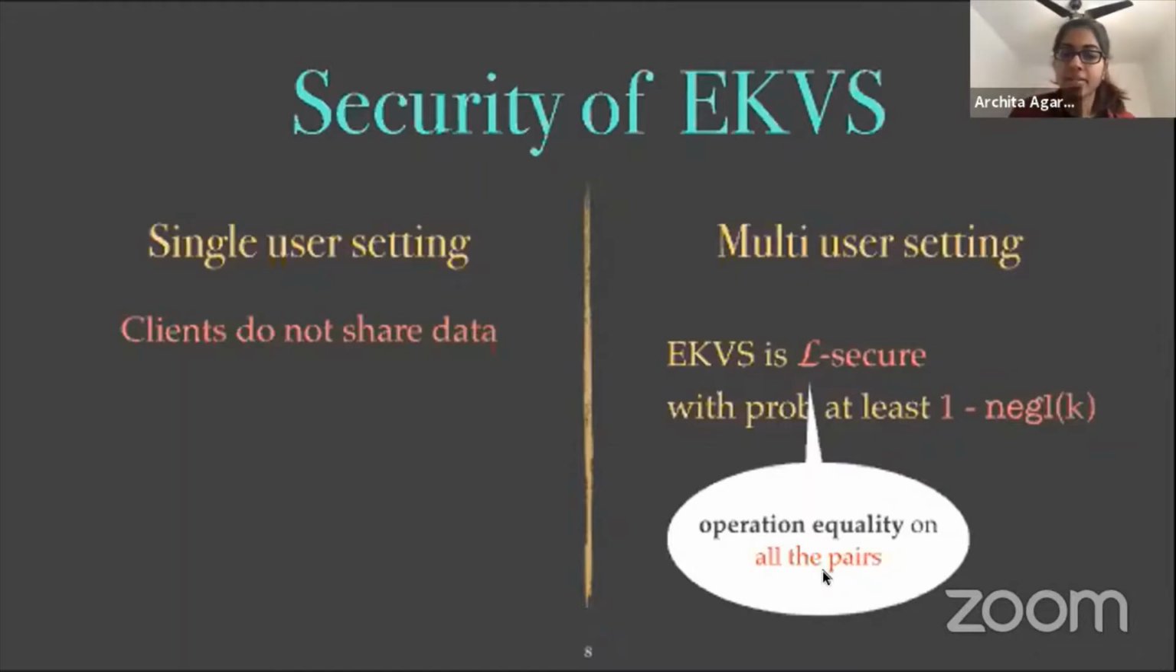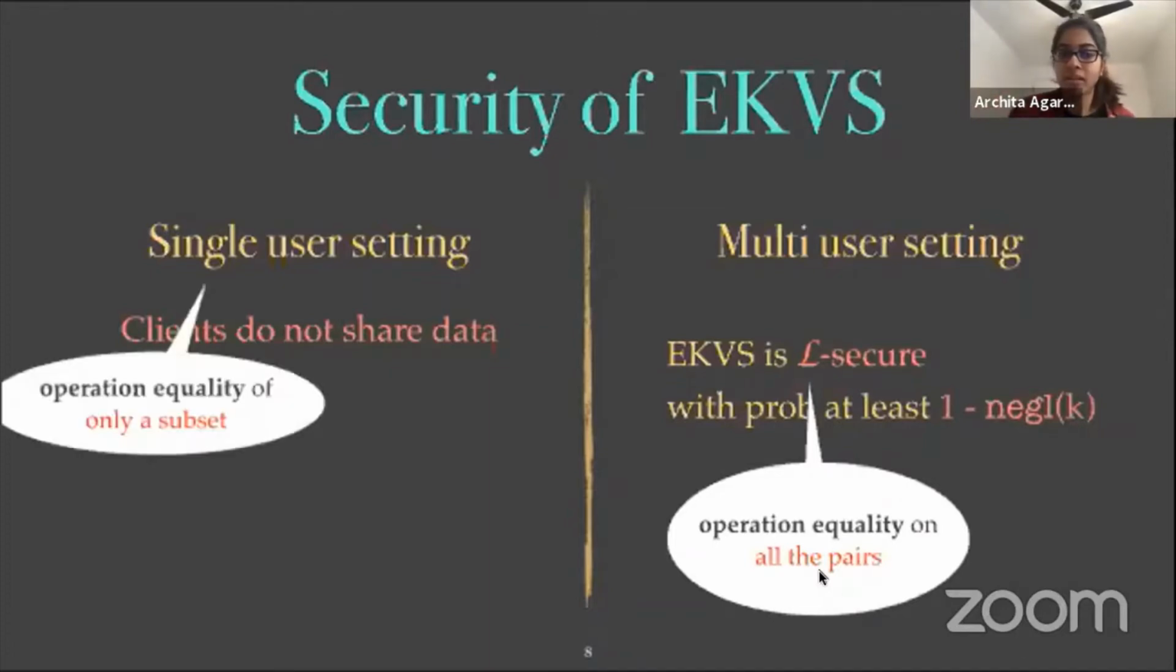The key thing is that this setting reveals the operation equality of all the labels that are stored, irrespective of whether a label value pair is stored on a corrupted node or on a good node. It doesn't care. Whereas in the single user setting, we can show that this leakage can be improved, and the adversary only learns about the operation equality, or the repetition pattern, of just a subset of labels.